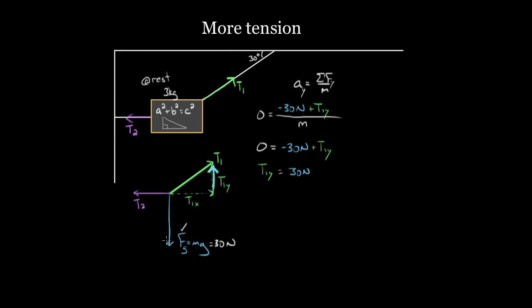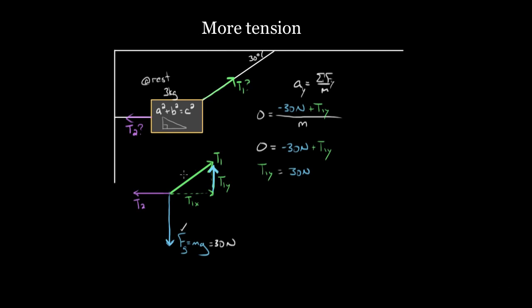I drew it, it's not proportional here. Sorry about that. I should have drawn it with this component exactly the same length as this component because they have to be the same. They have to cancel. But that just tells me T1y. I want to know what T1 is. How do I solve for what T1 is and what T2 is? These are what I want to figure out. What are the tensions? I don't just want the component, I want the tension.